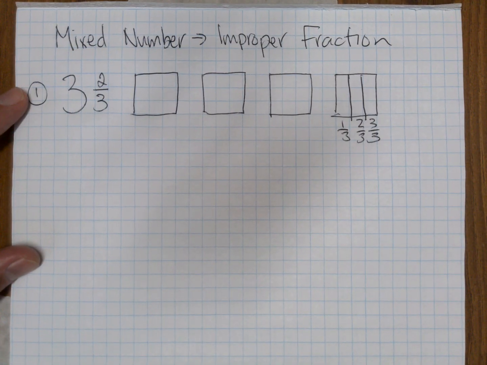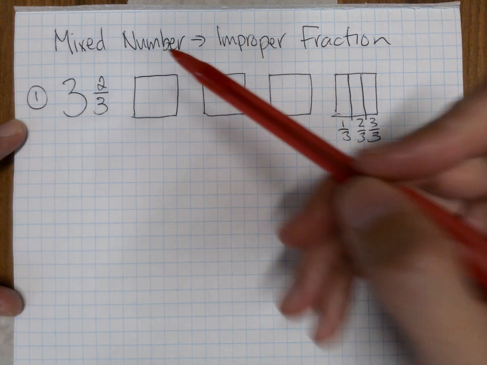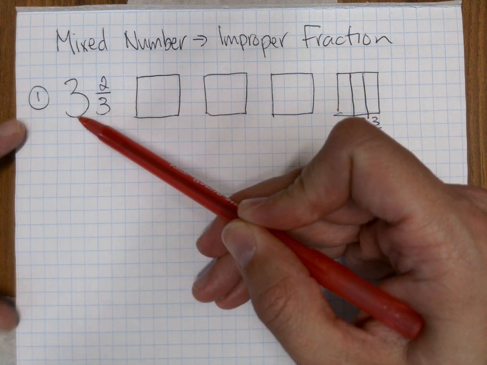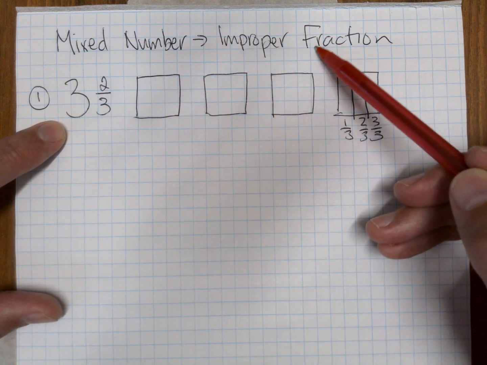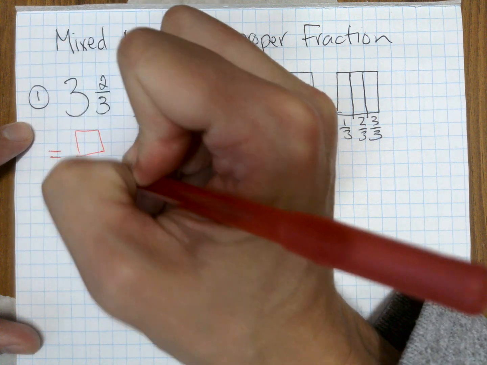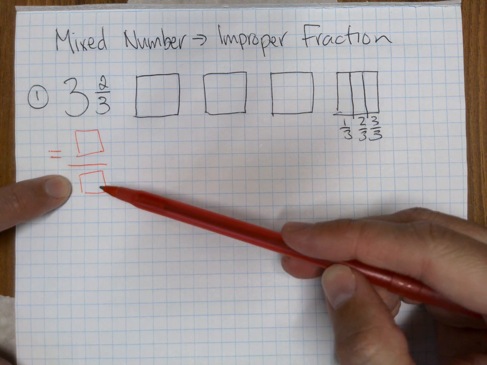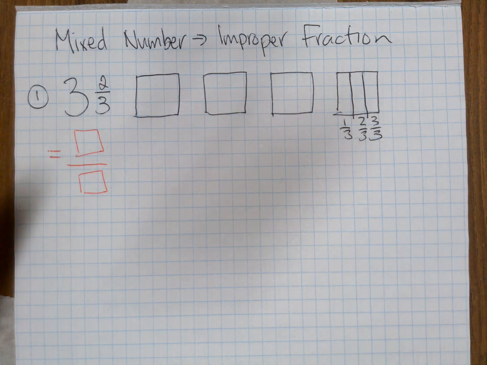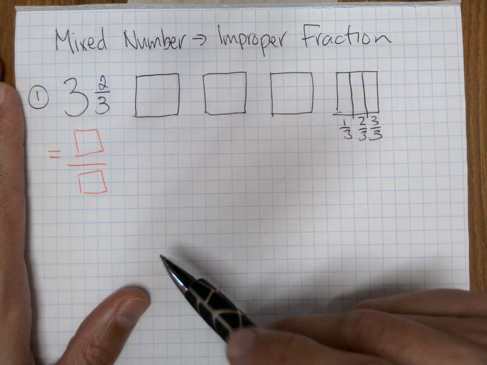So before I get started, I need to think about what exactly I have to do. And I know that a mixed number is a number that has both a whole number and a fraction part. And an improper fraction, I know, this is what I'm looking for. I'm looking for a fraction that has a numerator that is greater than the denominator. Okay, and we're going to find that using 3 2/3 as an example.